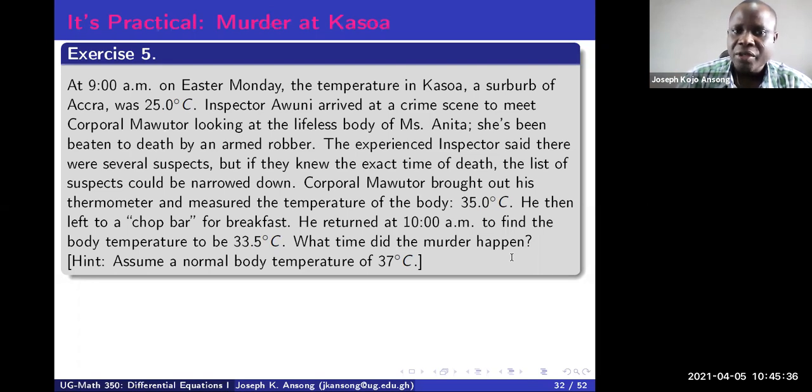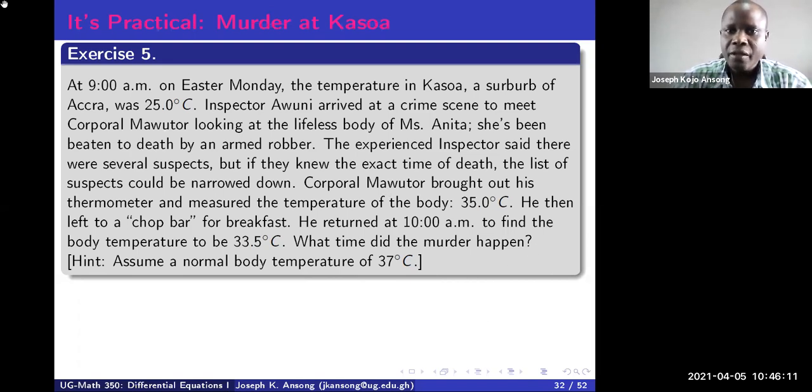According to the inspector, if they could determine the time the murder happened, then you could trace back and say, around that time we know of some criminals around this area, some of them passed here. And so it helps you to narrow down the list of suspects. This hint is important: you have to assume that a normal body temperature is 37 degrees. So assume this and try to find what time the murder actually happened using Newton's law of cooling.